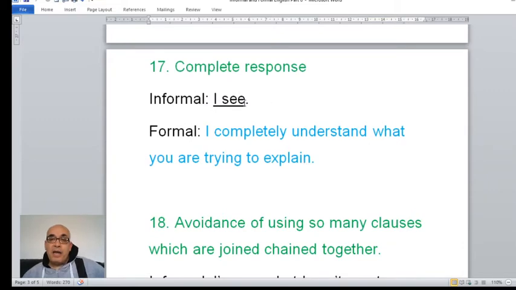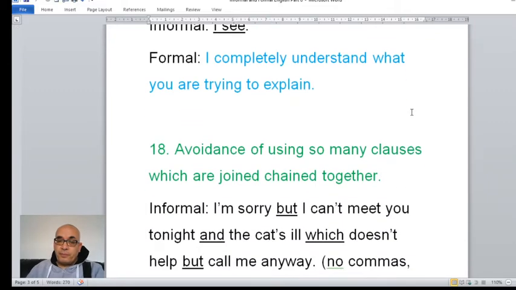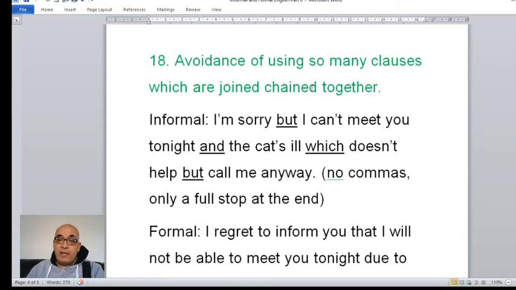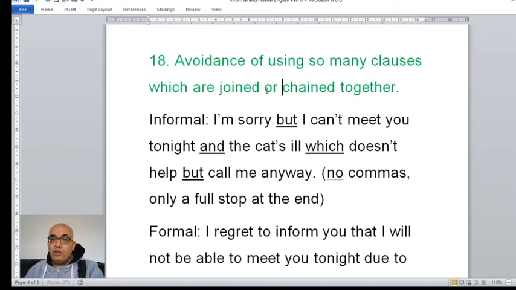Complete response, I see. People say something to you, say I see. This is informal. But if it is formal, what do you have to say? You have to say, I completely understand what you are trying to explain, or I completely understand the point which you are trying to explain. This is formal English. Again, avoid using so many clauses which are joined together or chained together.